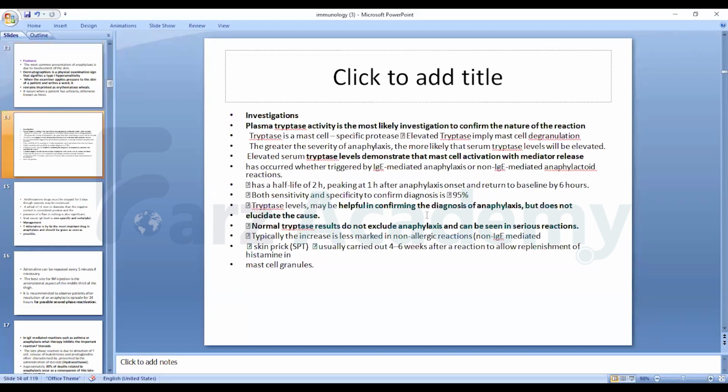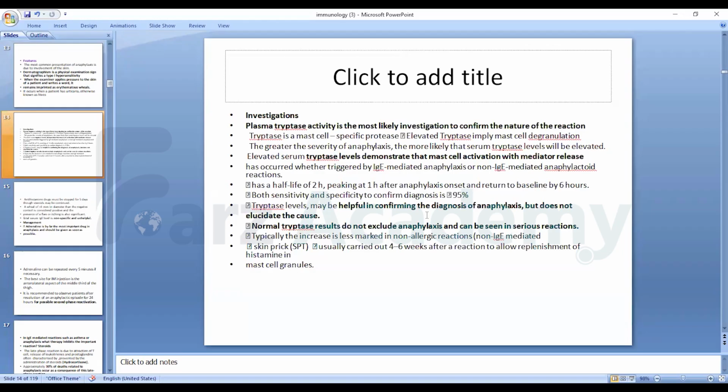So investigation, most important, which you have to remember, is the plasma tryptase activity. So it's the most likely investigation to confirm the nature of the reaction. So it has come as a question. The tryptase is the investigation of choice. Tryptase is a mast cell specific protease. Elevated tryptase implies mast cell degranulation.